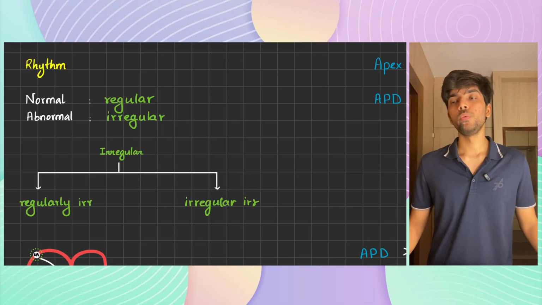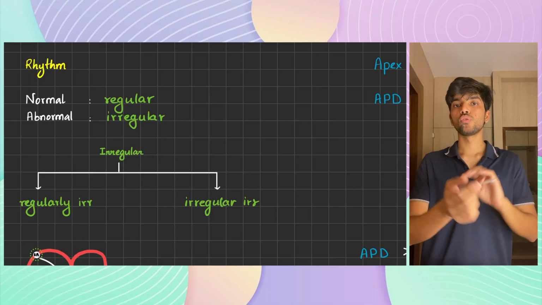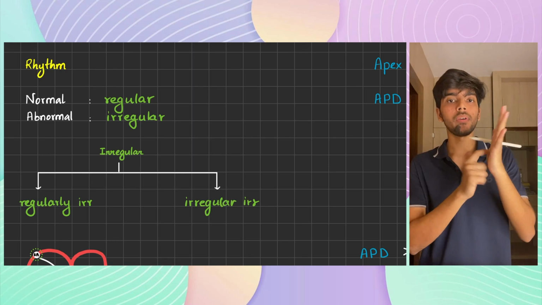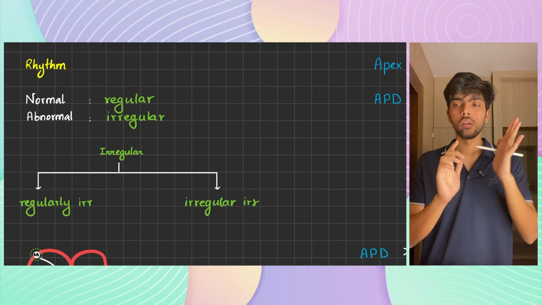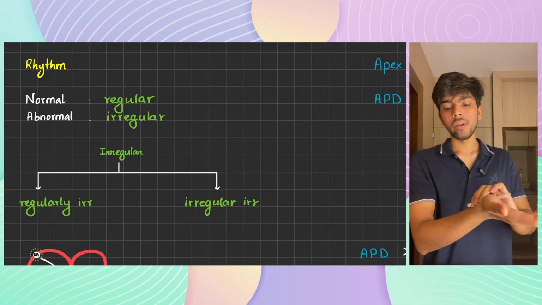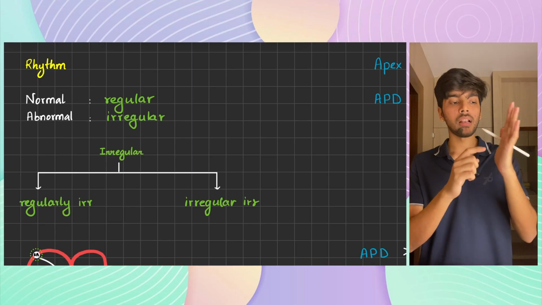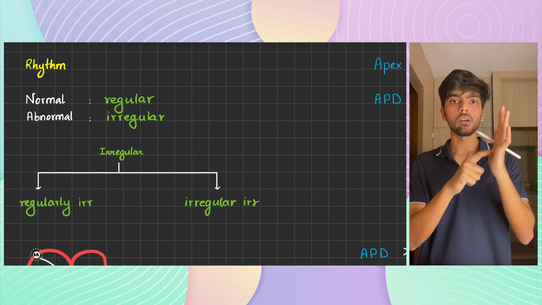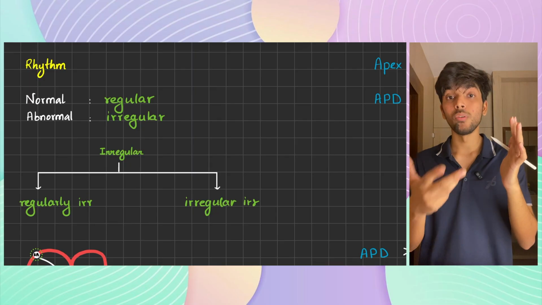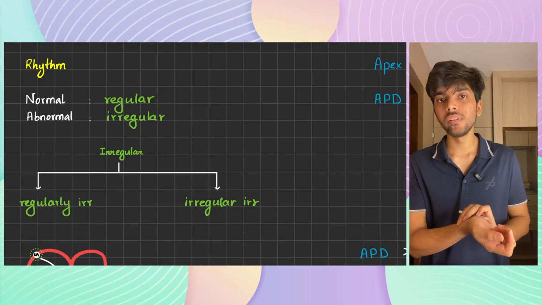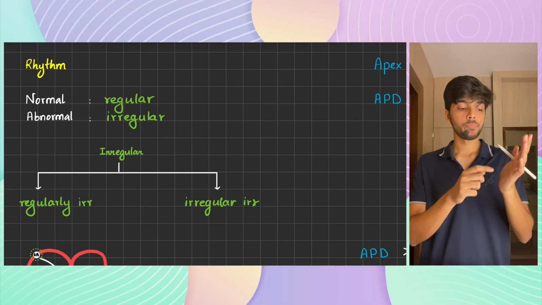So what I'm going to do is show how these pulses are felt by tapping my finger against my palm. If I'm palpating a regular pulse, it would feel something like this. Tuck, tuck, tuck, tuck, tuck, tuck. It is regular. If I palpate a regularly irregular pulse, it will look something like this.